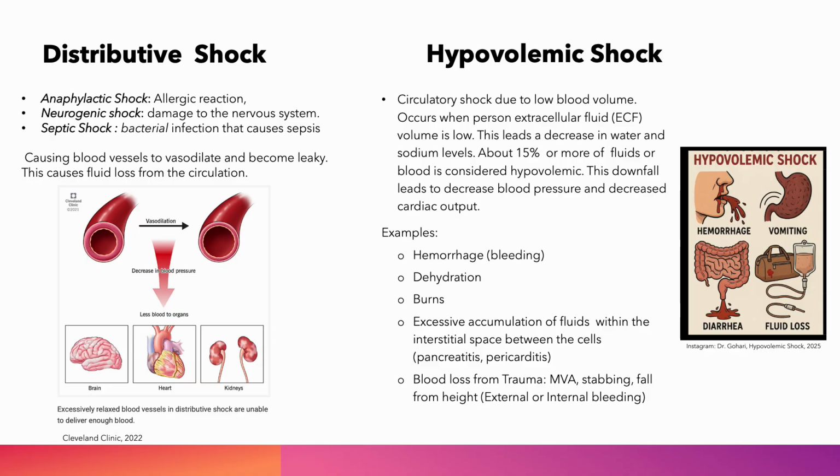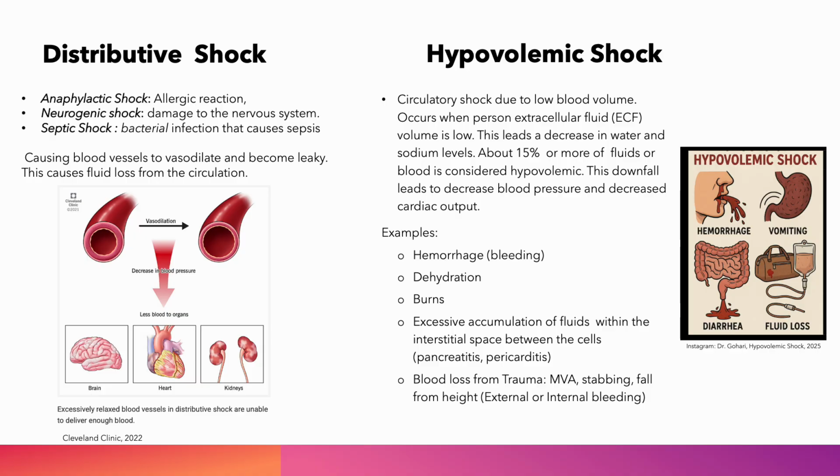And then last but not least, I'm going to focus on hypovolemic shock. It's circulatory shock due to low blood volume. It occurs when extracellular fluid volume is low. This leads to a decrease in water and sodium levels. A loss of about 50% or more of fluids or blood is considered hypovolemic. This leads to decreased blood pressure and decreased cardiac output.